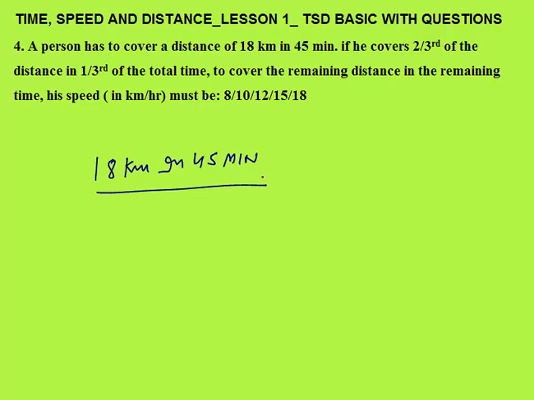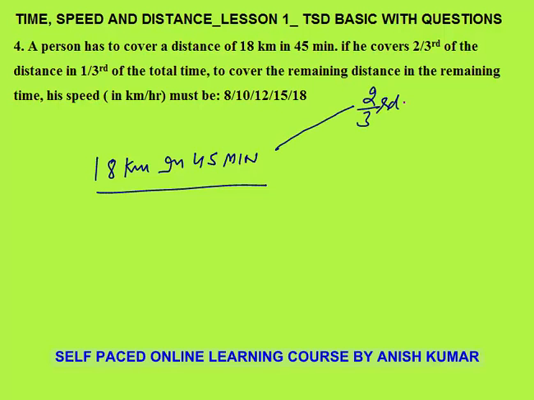If he covers 2/3 of distance, 2/3 of 18, it would be how much? 12 km. That is 12 km he is covering in 1/3 of the total time. 1/3 of total time, which was 45 minutes, so 1/3 would be 15 minutes. So he is covering 12 km in 15 minutes.